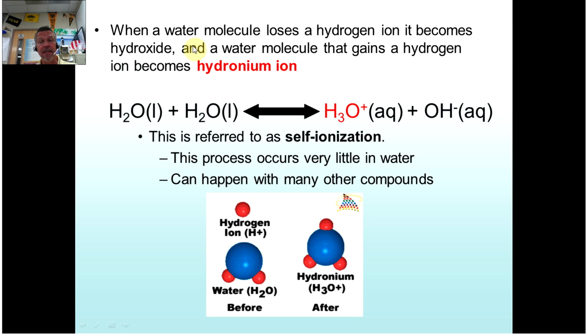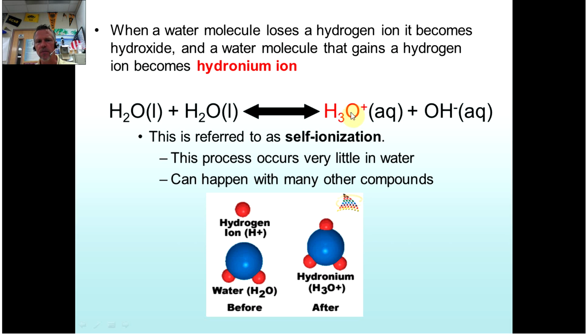Now, when this happens in water, when a water molecule loses a hydrogen ion to become the hydroxide, that hydrogen ion doesn't just float around in solution unattached to anything. Usually it attaches itself to another water molecule to make this molecule right here, which is called the hydronium ion. Now, I don't use that term very much.